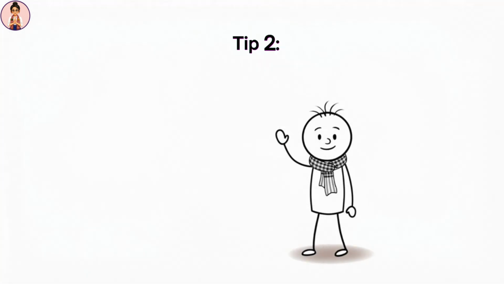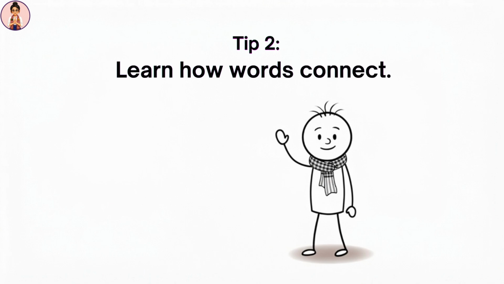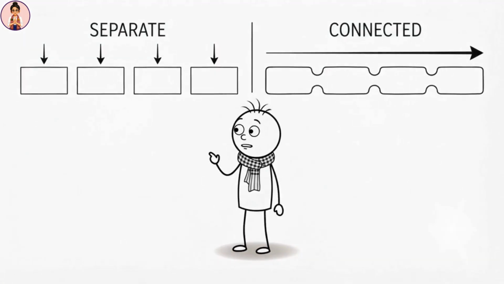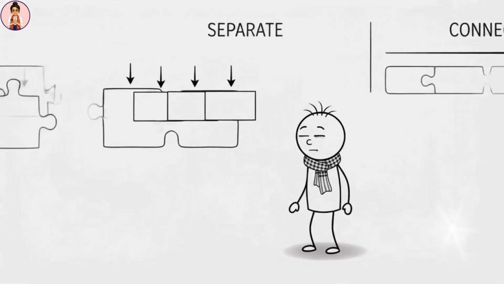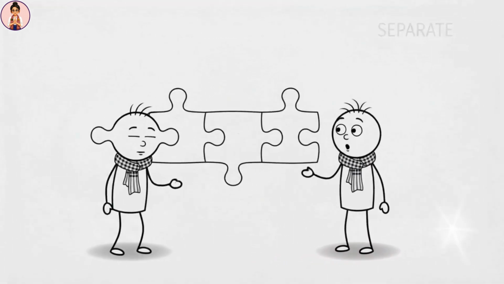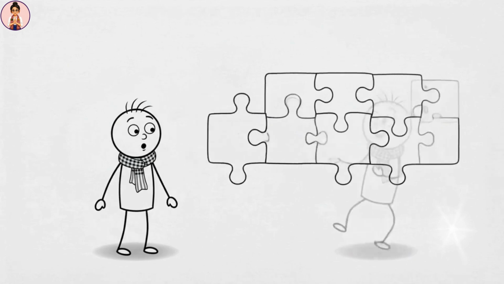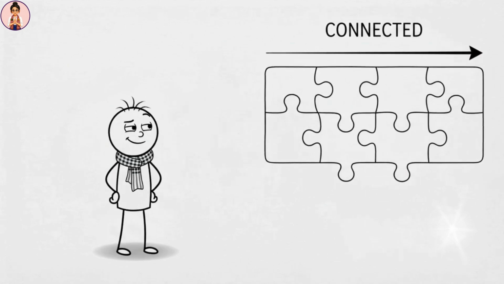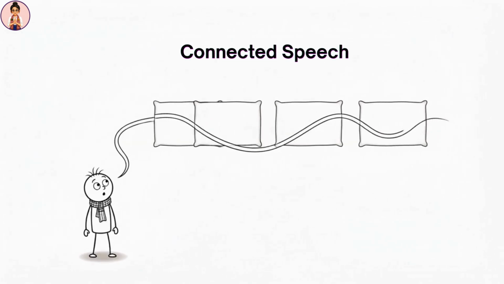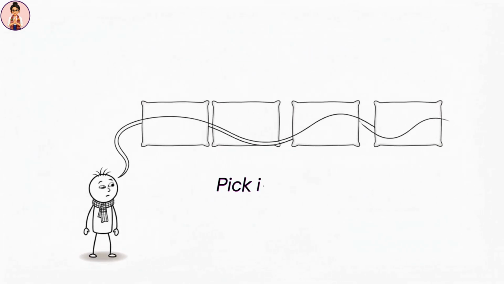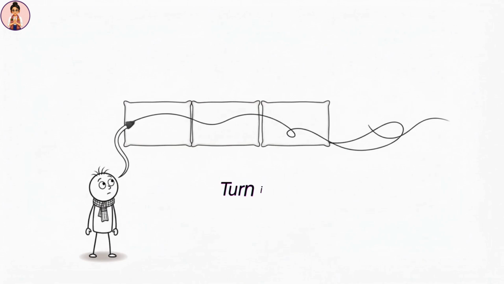And now, let's move on to our second tip. Learn how words connect. English words don't always sound the same in a sentence as they do by themselves. For example, what are you doing? You may expect to hear 4 clear words, but native speakers often connect them together. This is called connected speech. The same happens with pick it up and turn it off.